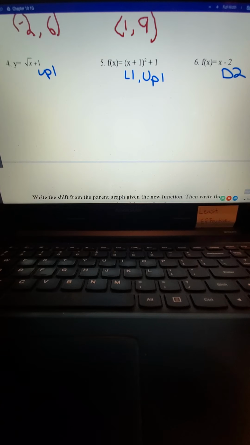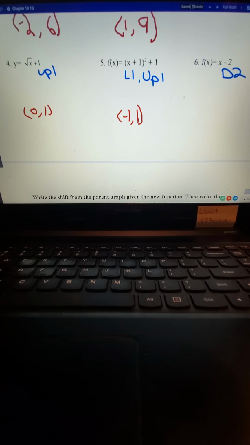For 4, the 1 is on the outside, so it's just up 1. So our new starting point would be 0, 1. Let's erase this part. And then for 5, left 1, up 1, because of the +1 inside and the -1 outside. So we'd start at -1, 1.